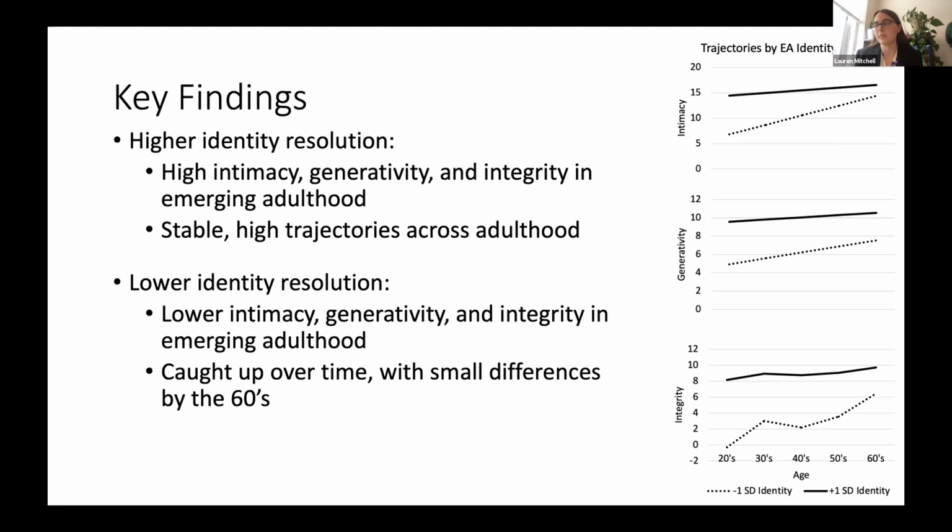Instead, what we found was that emerging adults with higher identity resolution also tended to be high on intimacy, generativity, and integrity in emerging adulthood already, and they maintained those stable, high trajectories across adulthood. They were already fairly mature on all of those stages very early in life compared to when Erikson thought they would develop. And emerging adults with low identity resolution started out low on all of those outcomes, but caught up to their peers over time. By the time everyone was in their 60s, those differences had really shrunk a lot.